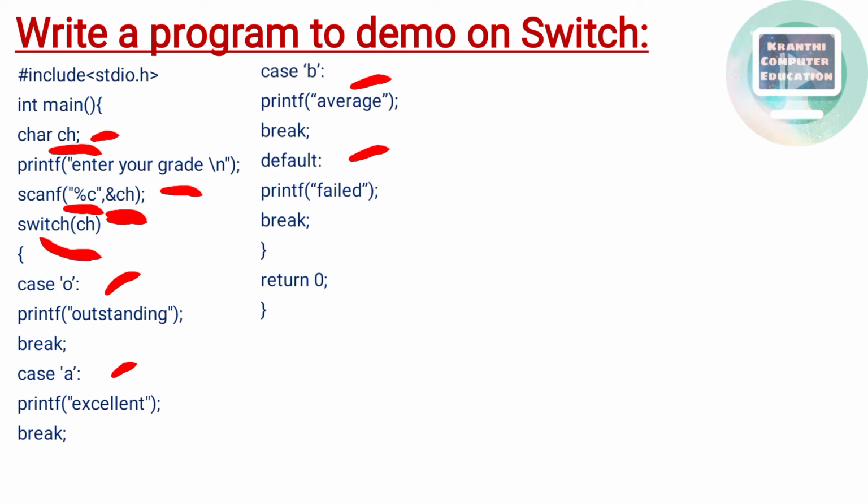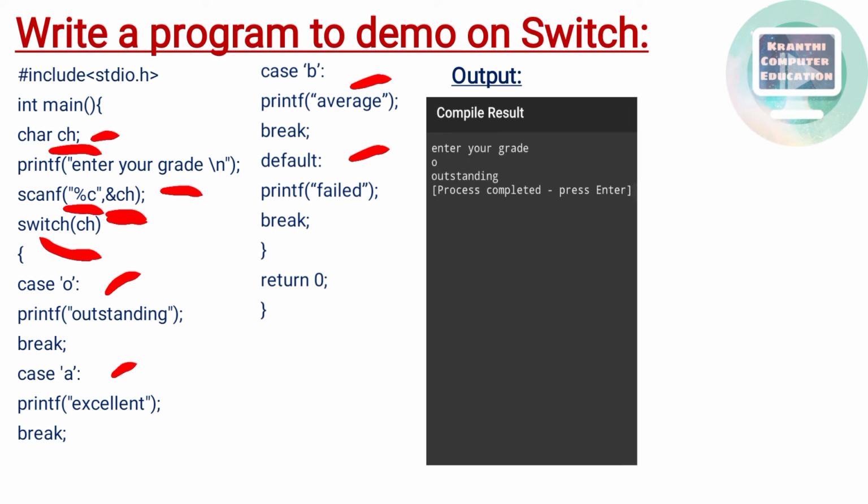Next we will see the outputs for this program. Output, this is output 1. See here, when we compile this program, the program's output will display like this. It will ask you to enter your grade. This is our printf statement, that's why enter your grade is displayed on the screen. At that time I just entered O here.